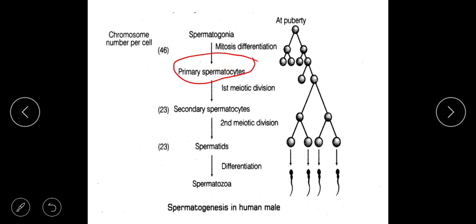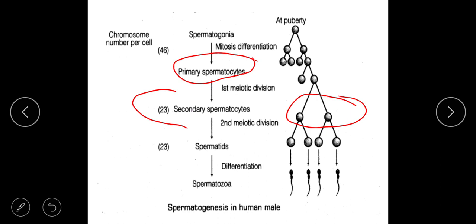Now the ploidy. If it is asked of the primary spermatocytes, then they are diploid. These are also called the sperm mother cells. These primary spermatocytes undergo the first meiotic division. As a result, two daughter cells are formed. These two daughter cells are now called the secondary spermatocytes, and here you can see the ploidy: 23 chromosomes have been written, so they are haploid.